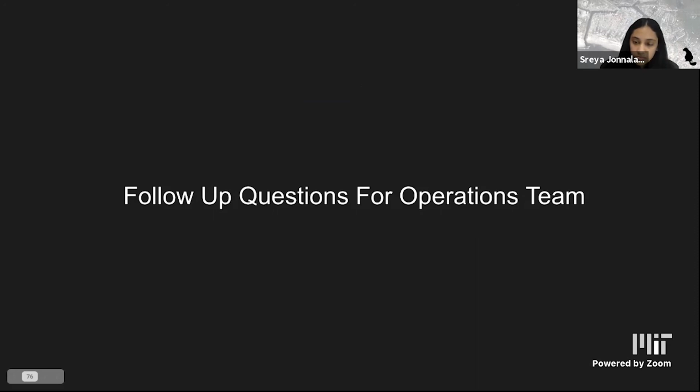So now we have some follow-up questions for the operations team. To start off with, why did you choose to create 4 separate models rather than using one large model? Yeah, I can take this one.